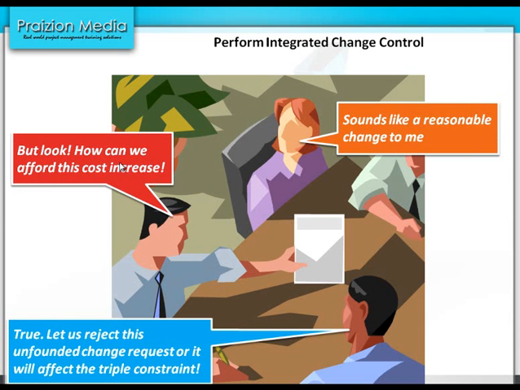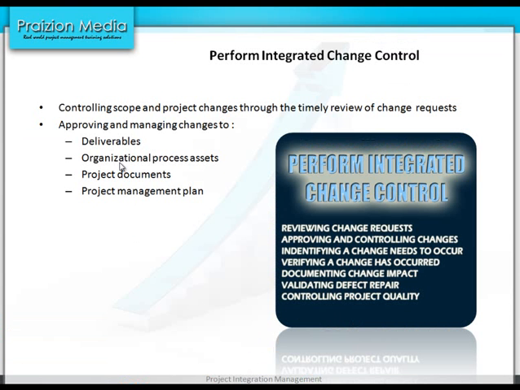Moving on to perform integrated change control. The perform integrated change control process is all about reviewing change requests and either approving or rejecting change requests. Now these approvals or rejections are documented in your change request status updates, which are entered into your change request log. So perform integrated change control is all about controlling project scope and changes through the timely review of change requests, approving and managing changes to deliverables, organizational process assets, project documents, the project management plan, you name it. If it needs to be controlled and it's on the project and it's a document or a deliverable, it must go through the CCB.